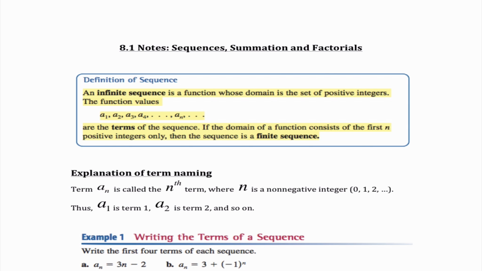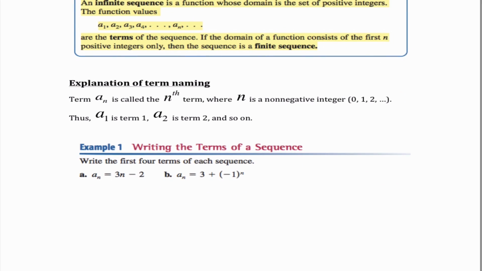If the domain of a function consists of just the first n positive integers only, then we call it finite because it actually stops somewhere. Just to further explain the way that we name terms, a sub n we call the nth term, where n is a non-negative integer. Thus, a sub 1 is term 1, a sub 2 is term 2, and so forth.